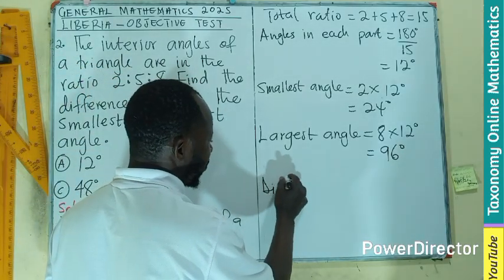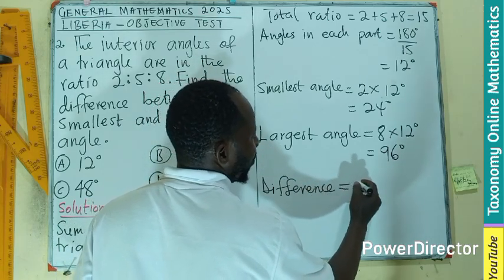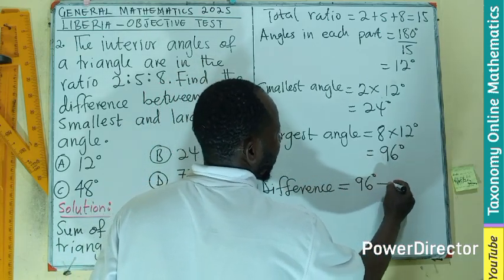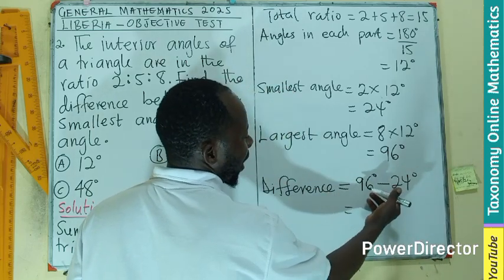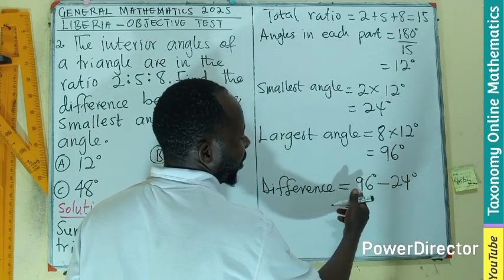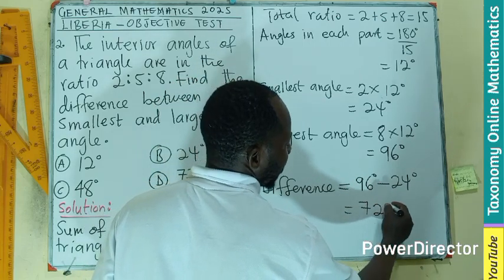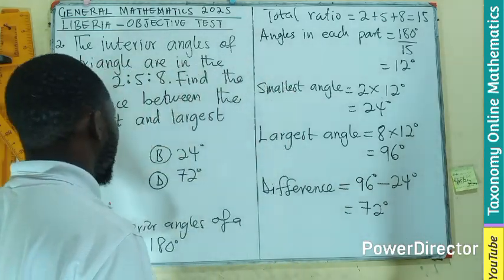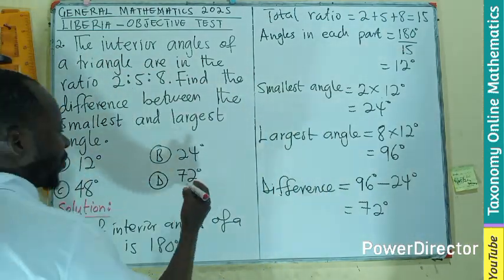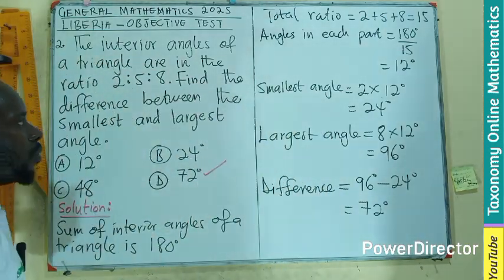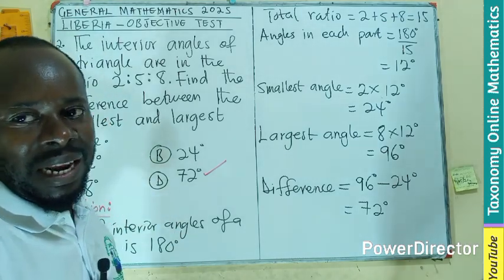So we are looking for the difference. The difference between them is going to be 96 degrees minus 24 degrees. If I take away this from here, that will be 72 degrees. So 72 degrees will be the difference between the smallest angle and the largest angle.